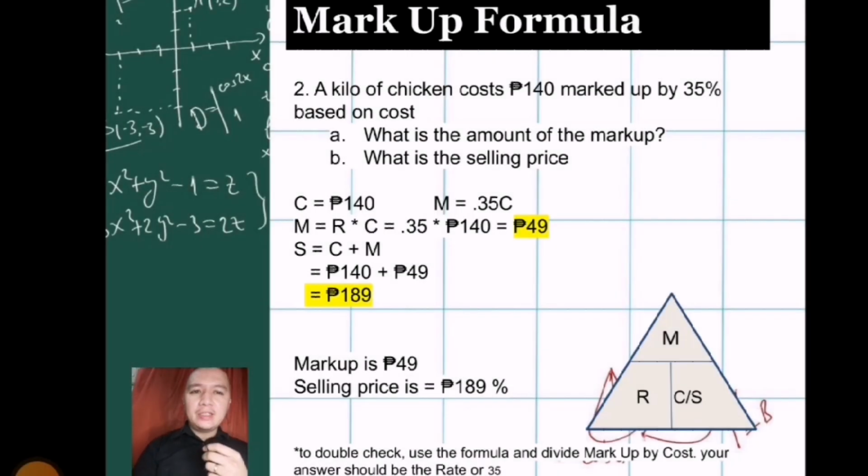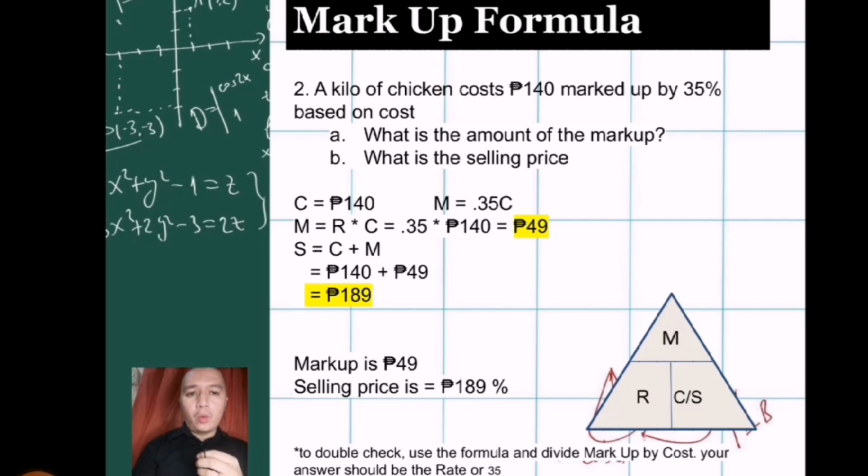Second example, let's have this. A kilo of chicken costs 140, marked up by 35% based on cost. Perhaps there is bird flu or any other avian diseases that's causing the price of the chicken to go up. Now, let us try to find out what is the amount of the markup and what is the selling price.